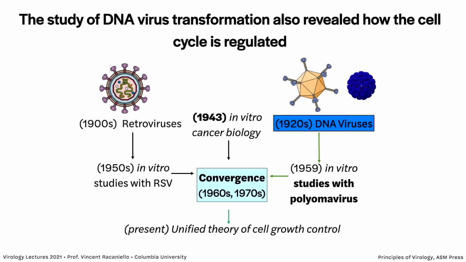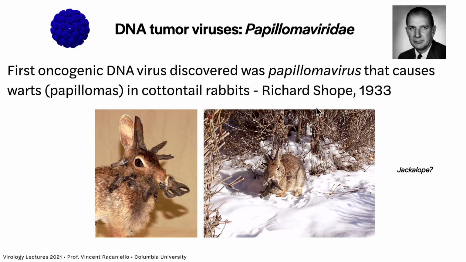All right, so let's look at the DNA tumor viruses. We talked about retroviruses, or RNA tumor viruses as they were called before they were changed to retrovirus. Now, DNA tumor virus. So here we have on the right studies with Polyomaviridae, mainly in adenoviruses, as we'll see. So this starts with papillomavirus discovery. Richard Shope, his son was Robert. I confuse them often. Richard Shope in 1933 found a DNA virus that causes warts or papillomas. So a papilloma is another name for a wart in cottontail rabbits.